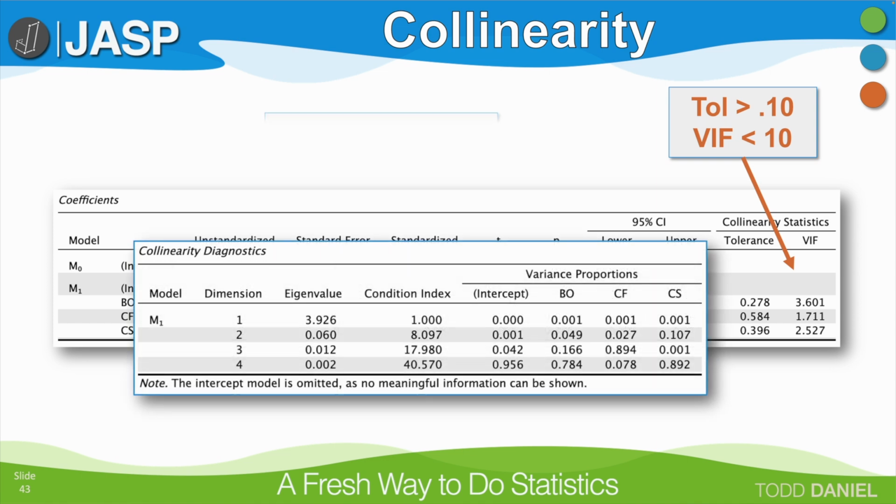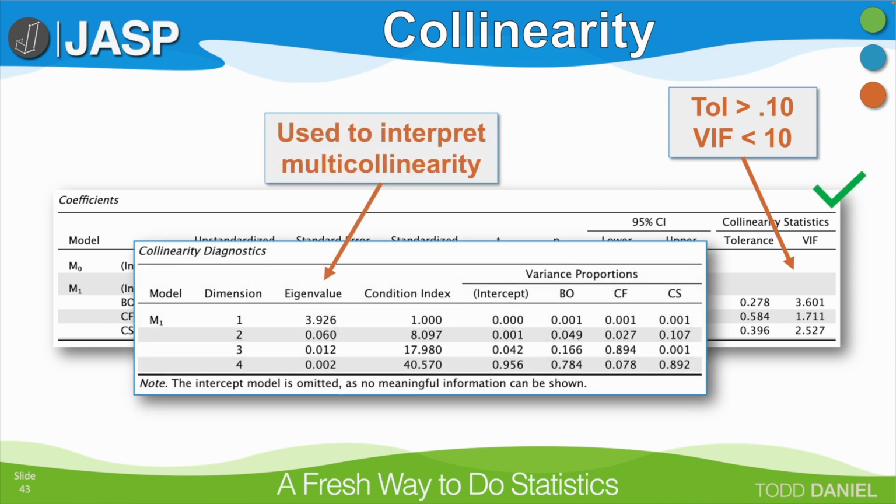If we did, we'd want to pay special attention to our collinearity diagnostics, in which we would look at these eigenvalues, and we would use that to interpret the multicollinearity and probably identify which variable would make the most sense to remove from our model.